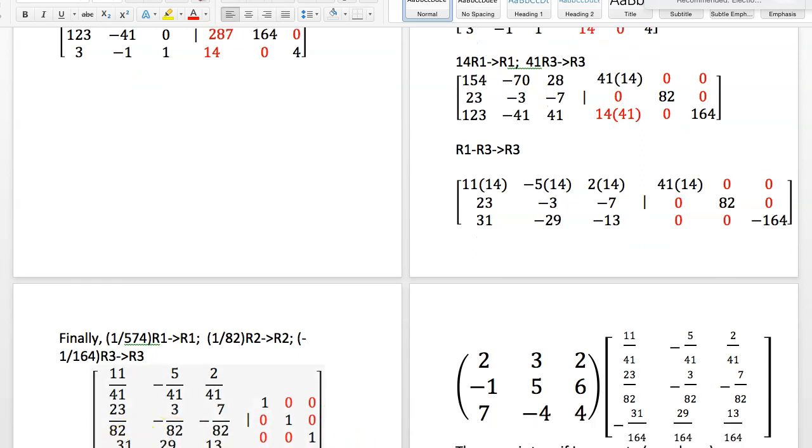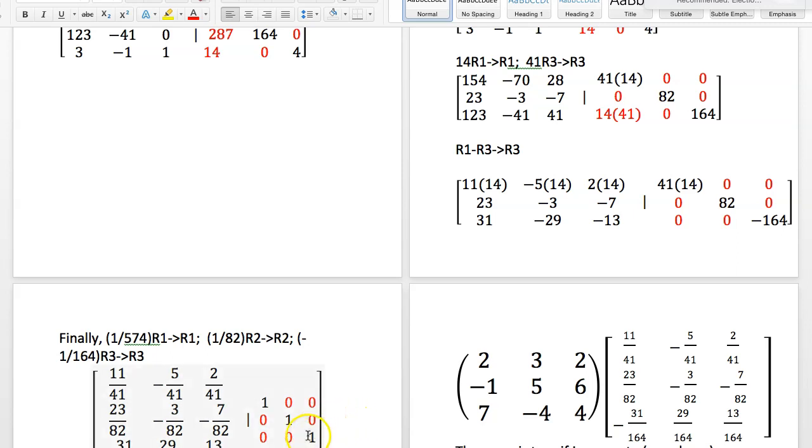31 and 164. Now I need to tell you, row 3 we divide by neg 164, so everything changes signs. So it's neg 31 over 164, and there's no kinship there. 29 over 164, no kinship, and that's positive. Positive 13 over 164, no kinship.